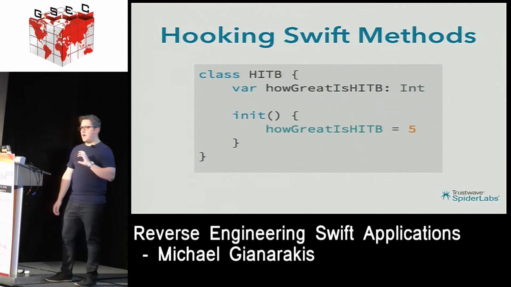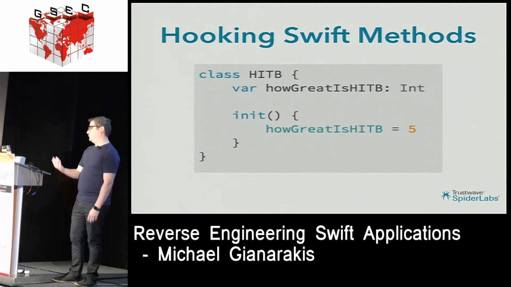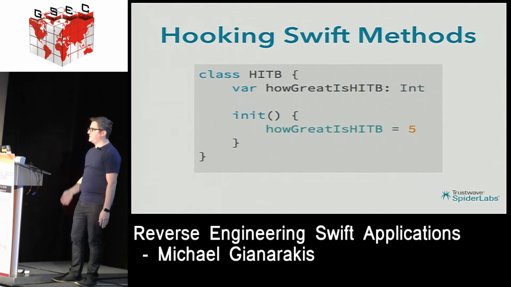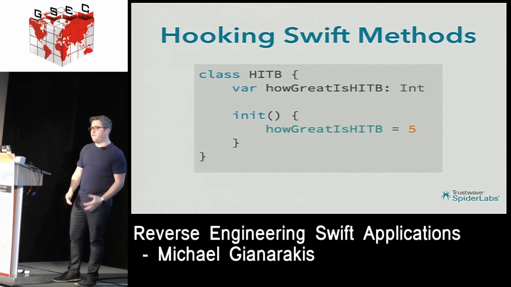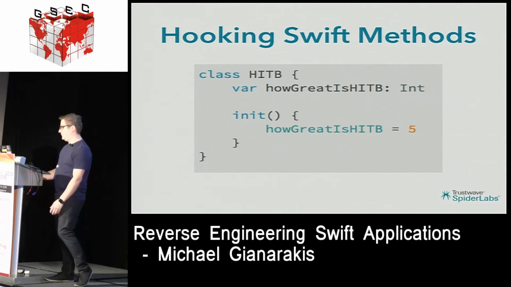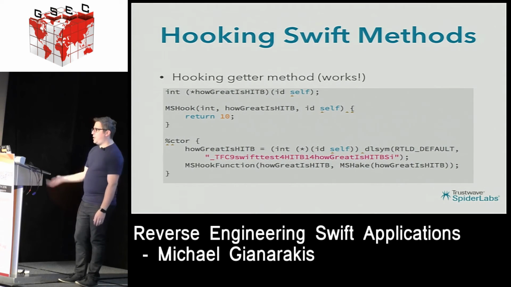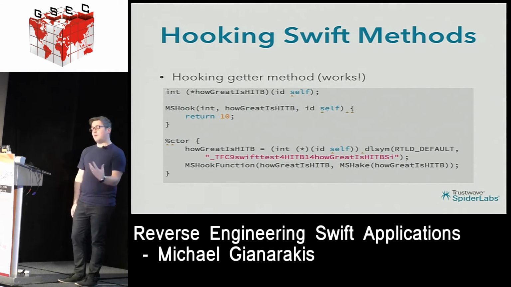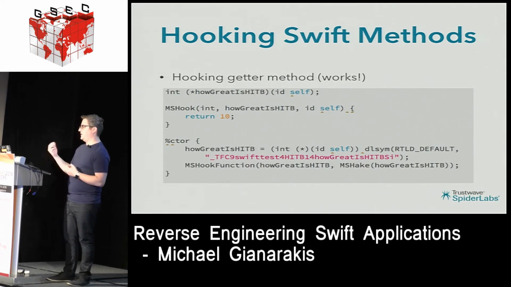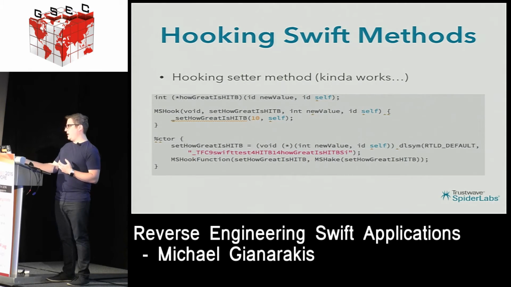So if you take a very simple class and method, you've got the class here with a property, how great is HACK-in-the-box, and the initializer is setting it to 5, but HACK-in-the-box is great, so we want to change that and maybe make it more, right? So there's a few ways you can do it. You could hook the getter method, and that works. This is basically just hooking the getter method and making sure that it returns 10.